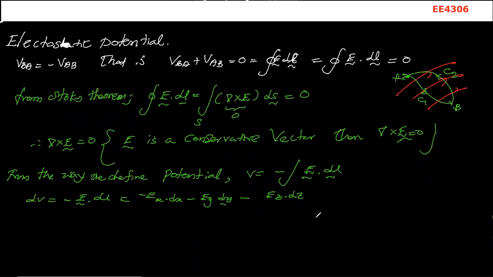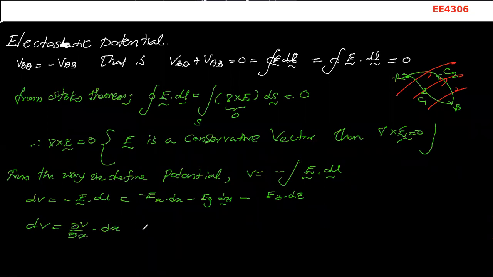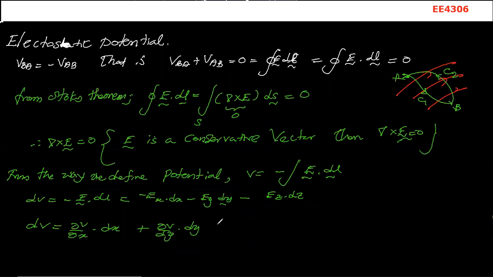From the calculus of multivariable functions, for the total potential, we can write down dV equals the partial derivative of V with respect to x into dx, plus the partial derivative of V with respect to y into dy, plus the partial derivative of V with respect to z into dz.